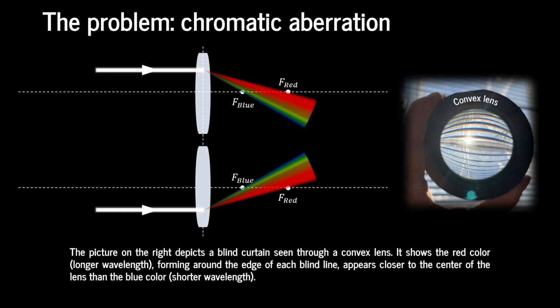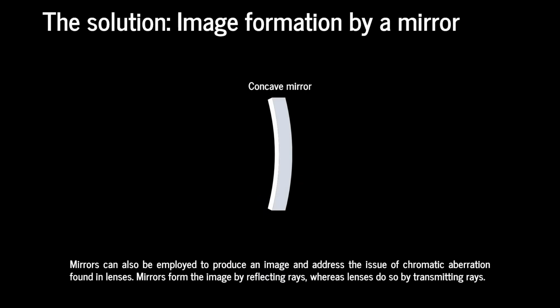The picture on the right depicts a blind curtain seen through a convex lens. It shows the red color, longer wavelength, forming around the edge of each blind line, appears closer to the center of the lens than the blue color, shorter wavelength. Mirrors can also be employed to produce an image and address the issue of chromatic aberration found in lenses. Mirrors form the image by reflecting rays, whereas lenses do so by transmitting rays.